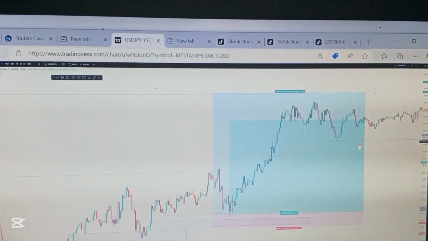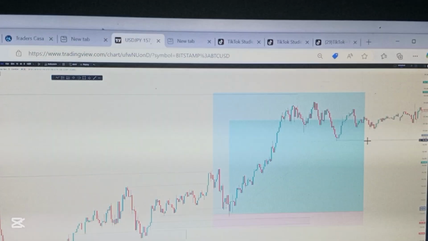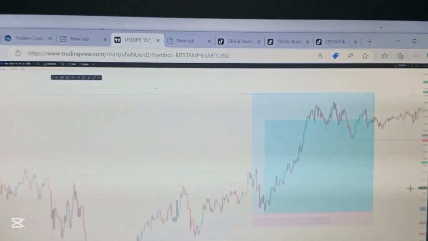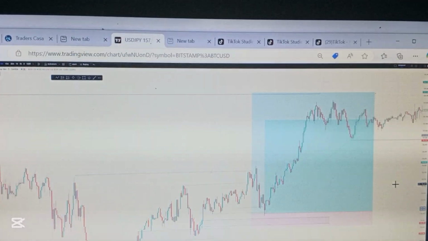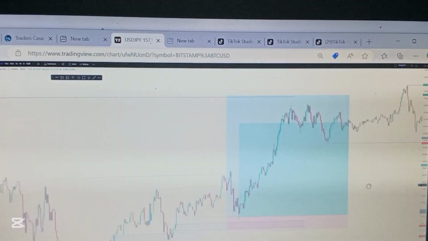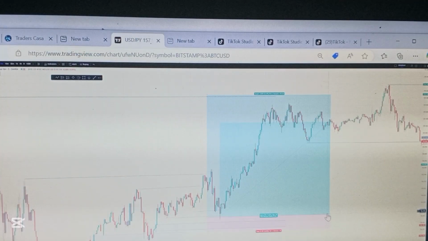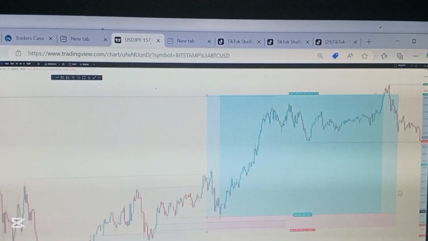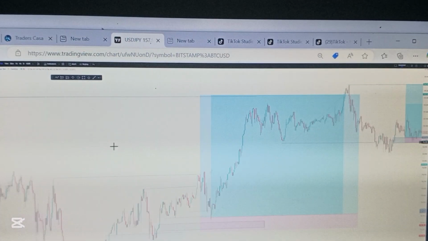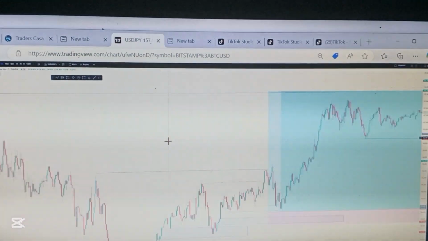So you can see this is literally how I trade. It's not hard, it's very easy. Just know the market structure, your liquidity, your point of interest, your order block. Mark out the right order block. It is just as easy as that.